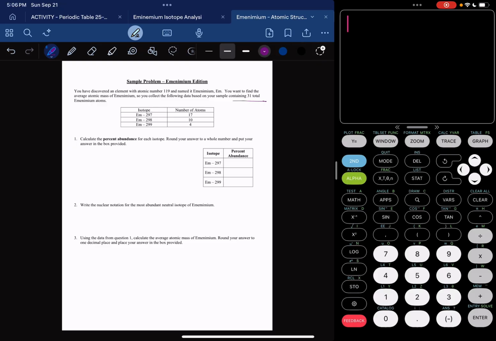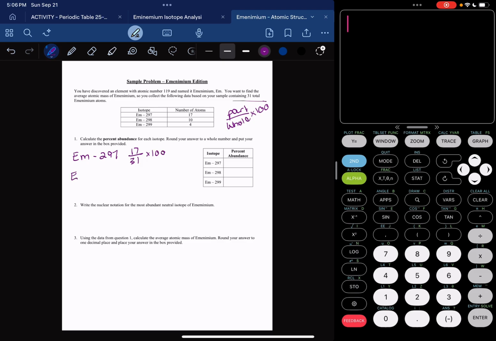Okay, so we need to divide the part by the whole times 100. All right, so it's part over whole times 100. It's just taking a percentage. It's saying what percentage of MnM 297 is there compared to all of the atoms of MnM. So the first one, let's just label our information here. For that one, it said we had 17. Okay, so 17 divided by 31 times 100. That's going to be our calculation.